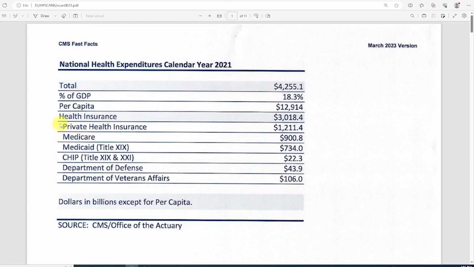Now let's take a look at health insurance. Health insurance as a whole, you're looking at $3 trillion. Private health insurance, 1.2 trillion. Medicare, 900 billion. Medicaid, 734 billion. CHIP, 22.3 billion. DOD, Department of Defense, about 44 billion, and another $1.6 billion.